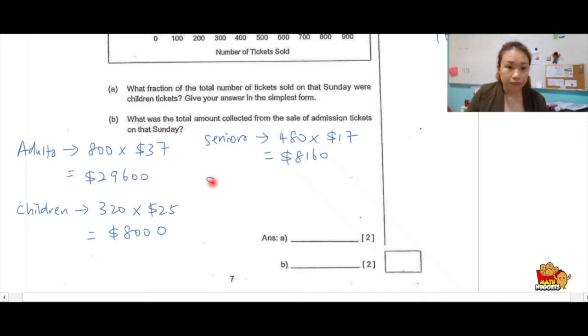Just need to add everything up. Adults plus children plus seniors, you have $45,760.